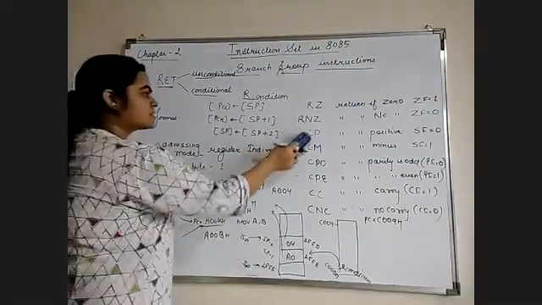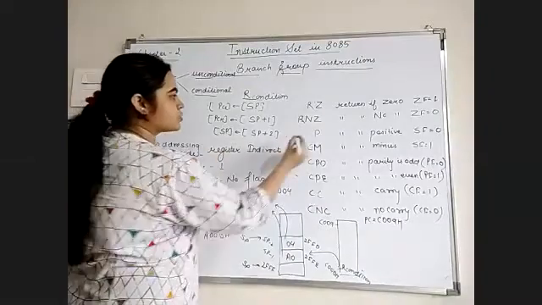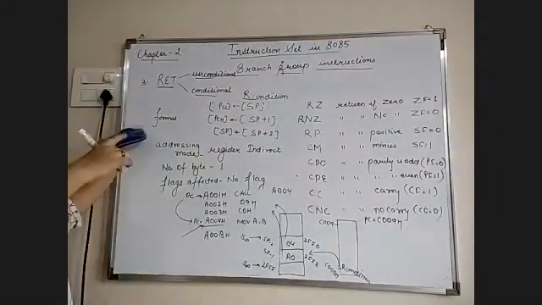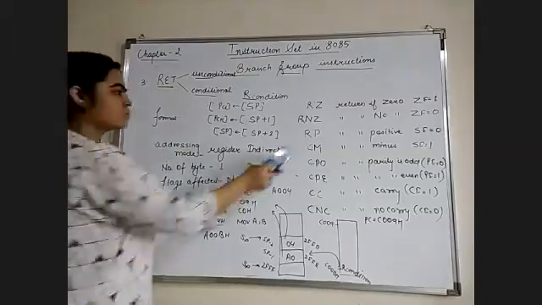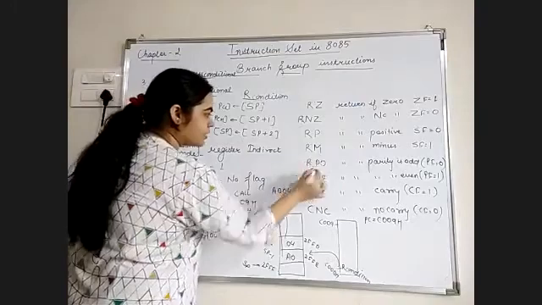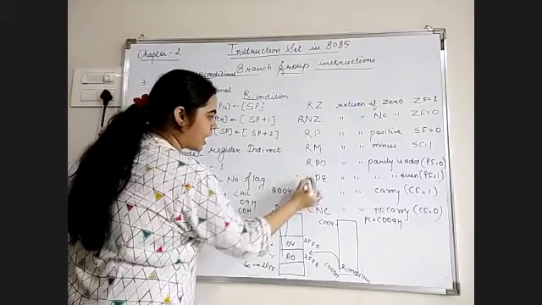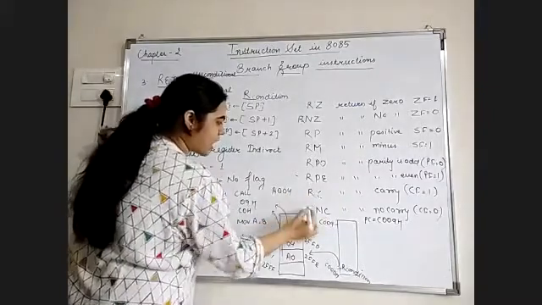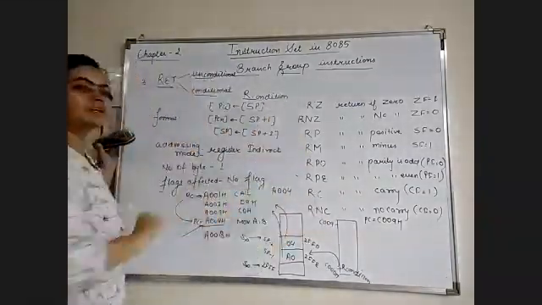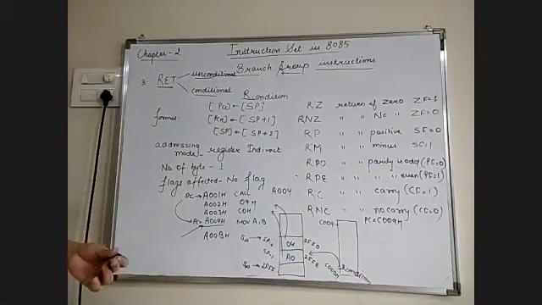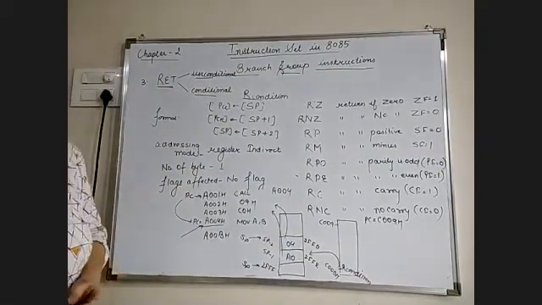Next is return if positive. If the most significant bit is equal to 0, then this instruction will execute, otherwise not. Next is RM, next is RPO, then RPE, then RC, and the last one is RNC. All these instructions are the same. The previous ones work when we have a call statement, and these work when we have a return statement.